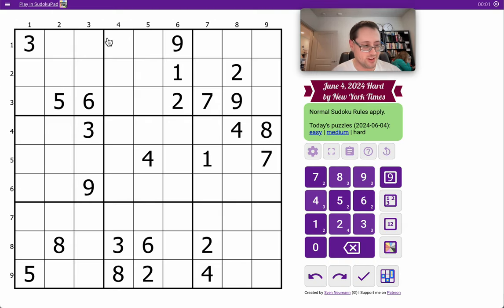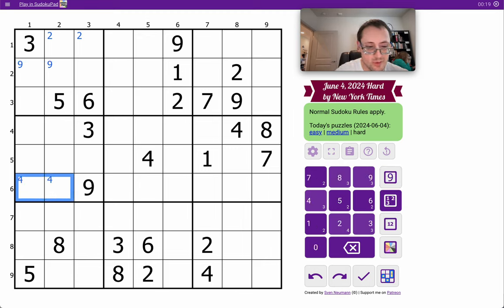Hi everyone, let's try the New York Times Hard Sudoku for Tuesday, June the 4th. I've got a 2 in box 1, row 1 that I can place immediately, and a 9 in box 1, row 2. That's all I'm gonna get.